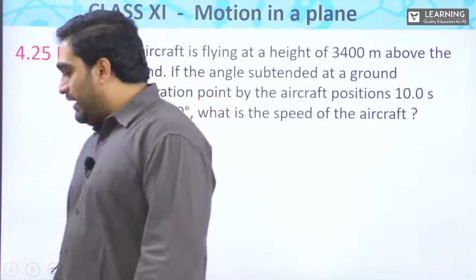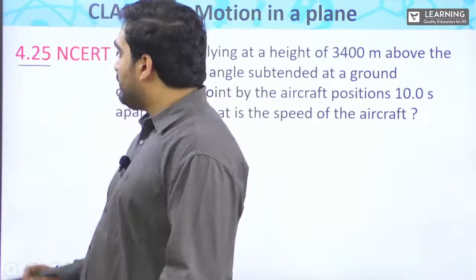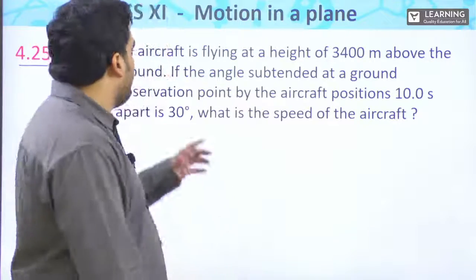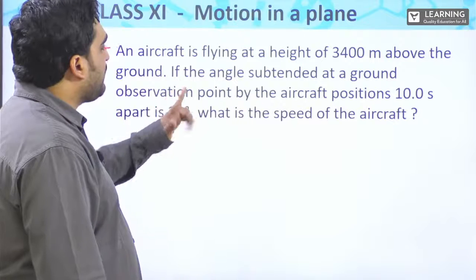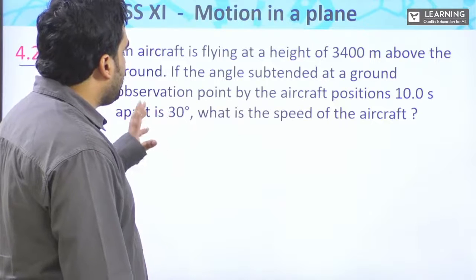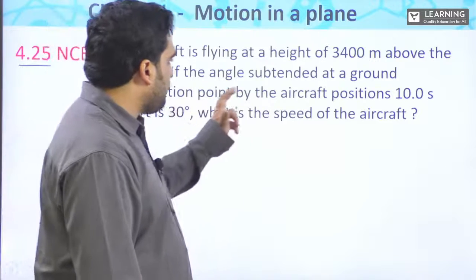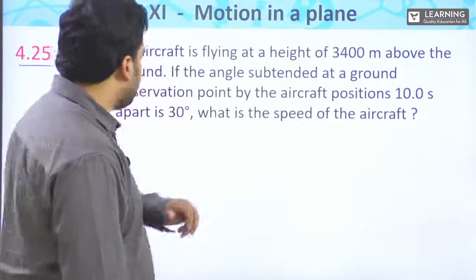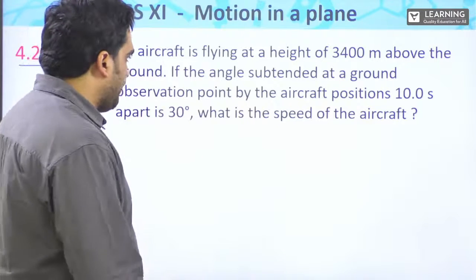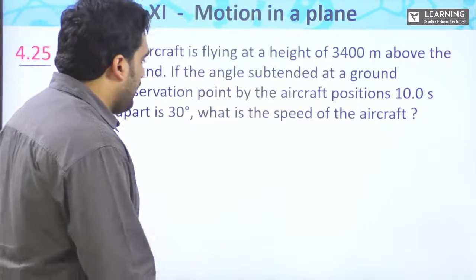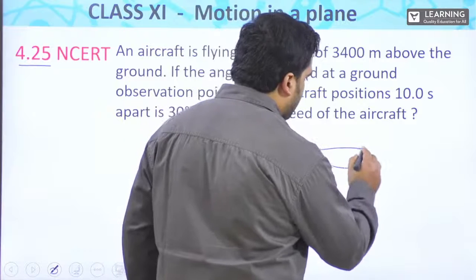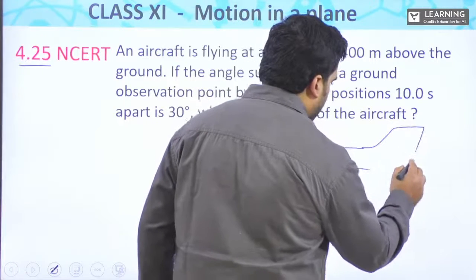Right. Now for the last question for the day. This is problem number 4.25. It says an aircraft is flying at a height of 3,400 meters above the ground. If the angle subtended at the ground observation point by the aircraft positions 10 seconds apart is 30 degrees, what is the speed of the aircraft? So you have an aircraft. Let's construct that. Let's draw an aircraft.